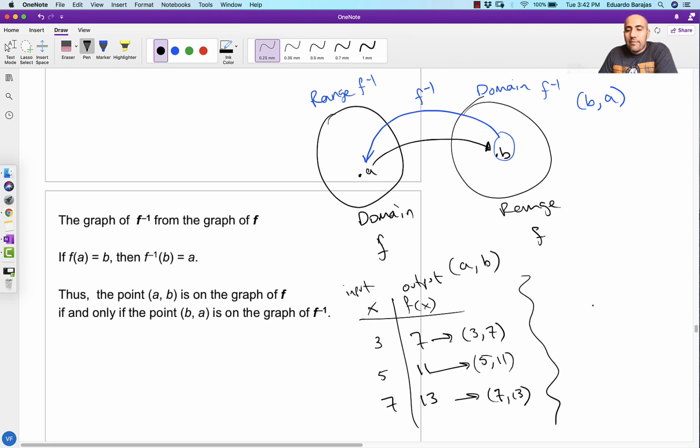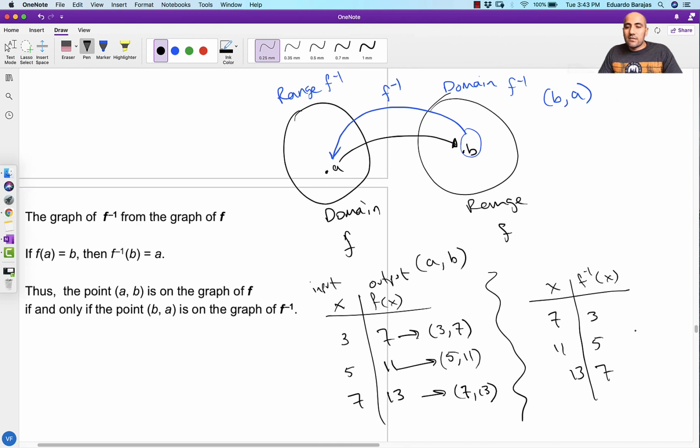So if we want to just think about the table of values for the inverse function, so if I have some sort of an inverse function here, f inverse of x, the inputs are going to be these guys. Right? So 7 must lead to 3, right? Because it's the inverse, it will undo it. So 7 leads back to 3, 11 leads back to 5, and 13 leads back to 7. Therefore, the inverse function is going to have the ordered pairs 7, 3, 11, 5, and 13, 7.